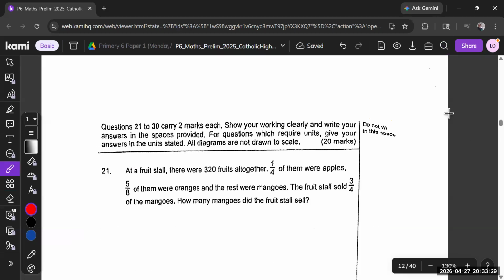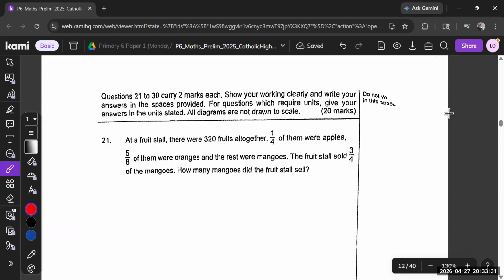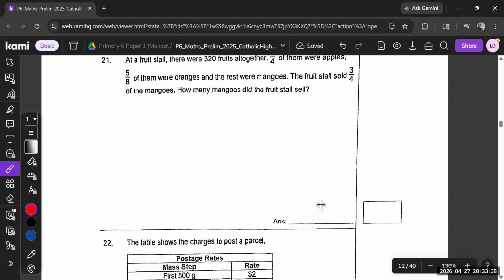And fractions again. Fractions. So what do we do? Model. If you don't draw a model, you get it wrong. It's time to draw a model. The answer is 30. Okay, how do we do that?